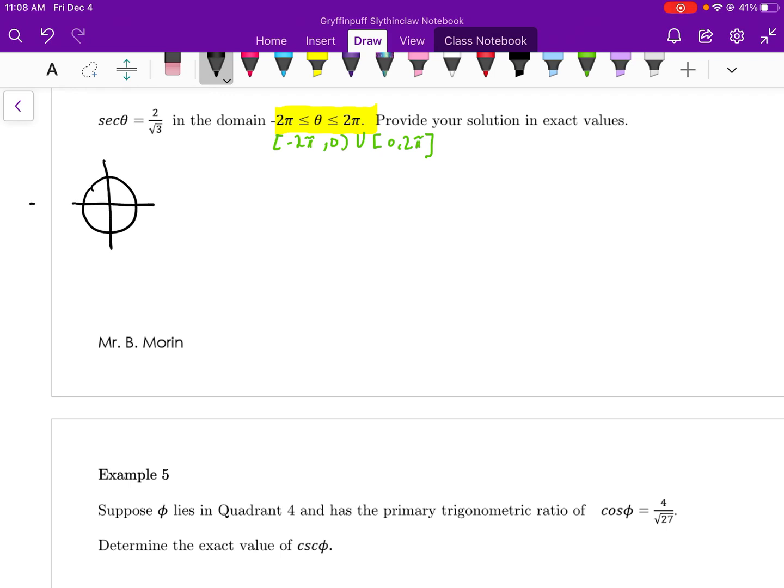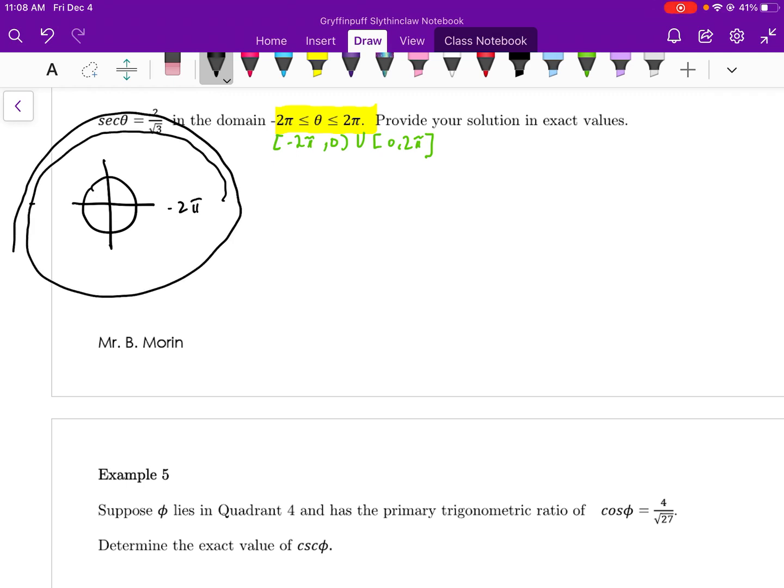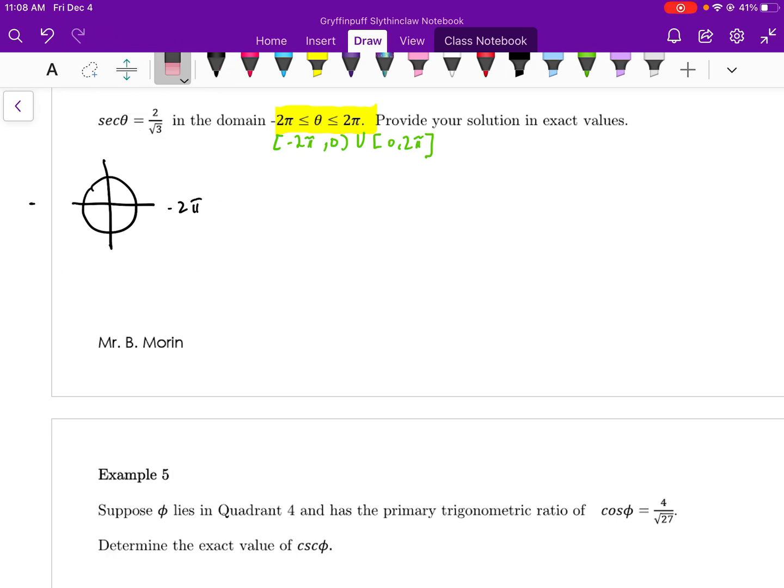But if we start at negative 2 pi, which is right here, and we move in a positive direction... sorry, incorrect. Let me say that again. This is negative 2 pi. This would be negative pi, 0, and then 2 pi as we go around the circle. But regardless, let's get started on this.